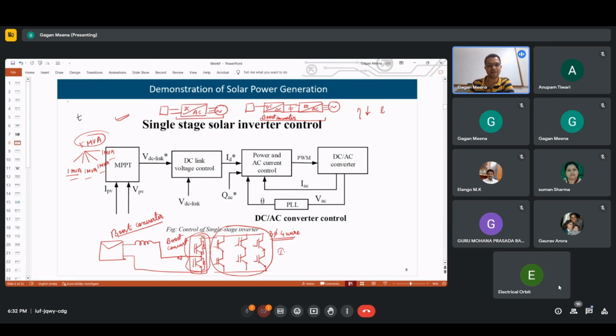So let us move ahead to cover today. This is the dual stage. We have seen single stage, and here we have two stages. Here the first stage will be DC to DC conversion. In single stage, MPPT and inversion both are done by the same converter, but here the DC-DC converter will do the MPPT. Generally it is a boost or buck-boost converter.